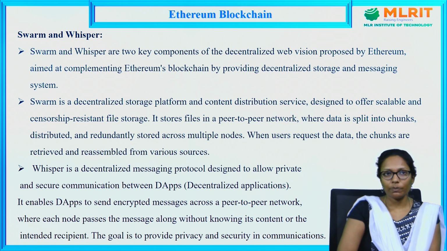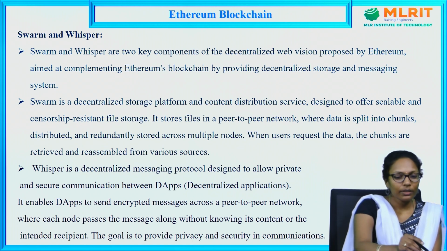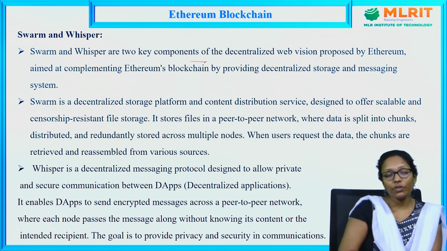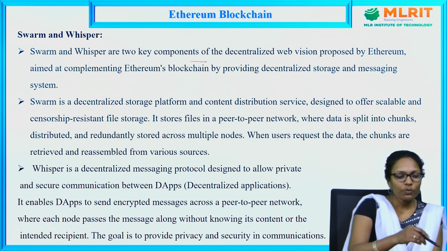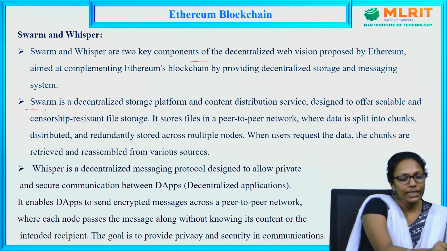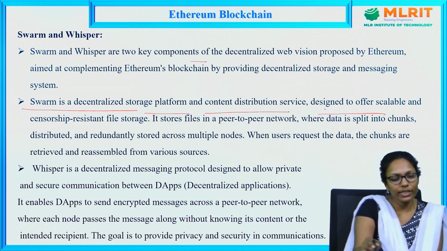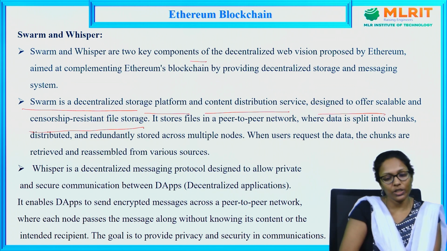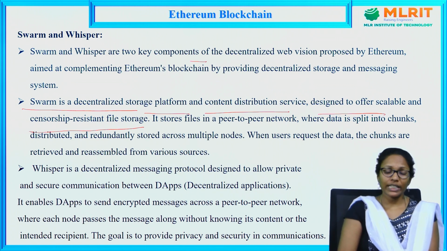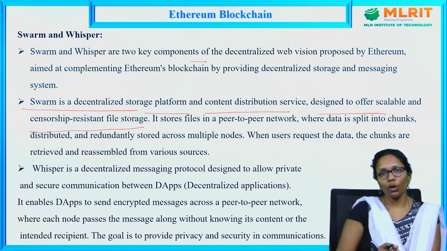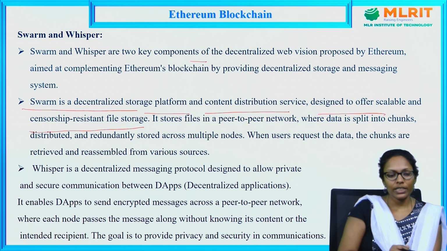So next, SWARM and Whisper, other components inside the Ethereum blockchain. These are the two important components which we are using in the Ethereum blockchain. SWARM is a decentralized storage platform and content distribution service designed to offer scalable and censorship-resistant file storage. We know in the Ethereum blockchain, each and every block needs to maintain a lot of data. A ledger should be updated, right? Those data you can maintain using SWARM. It is a decentralized storage platform which is used to store the data.